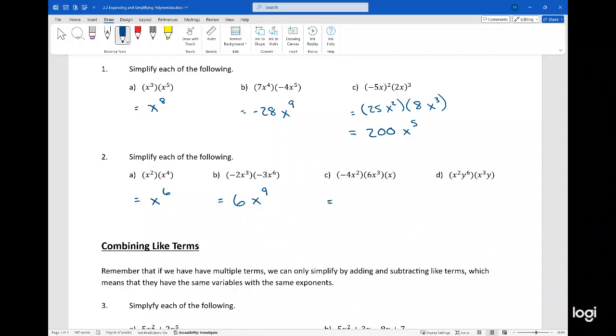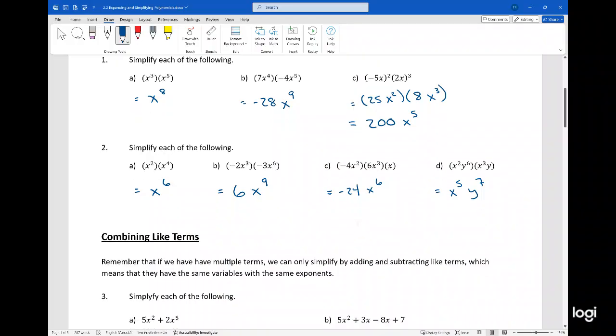We've got 3 together here. That's okay. Negative 4 times 6 times 1 is negative 24. X squared times x cubed times x is x to the 6. And the last one, I think these are pretty much the same as we did in the last lesson. X squared times x cubed is x to the 5th. Y to the 6 times y is y to the 7th. Okay, so there we're kind of done our little review from the last lesson.